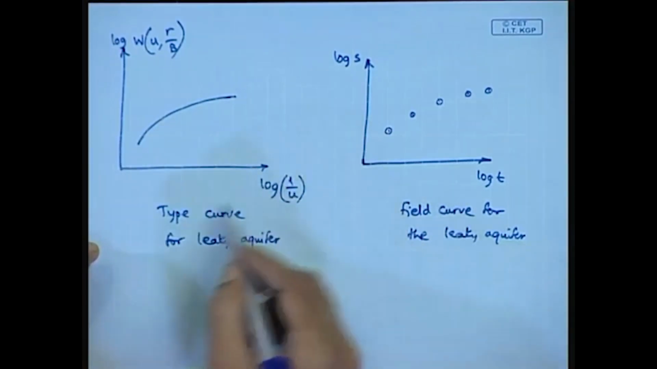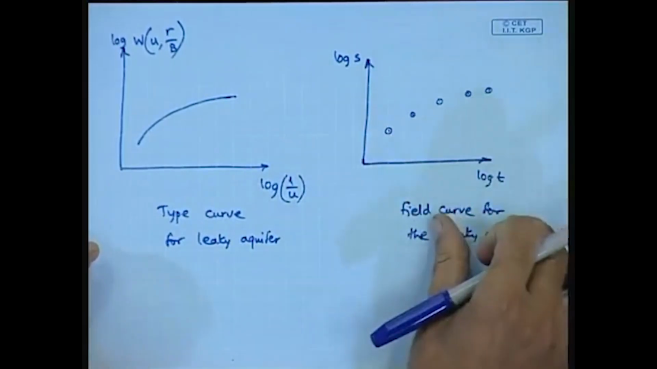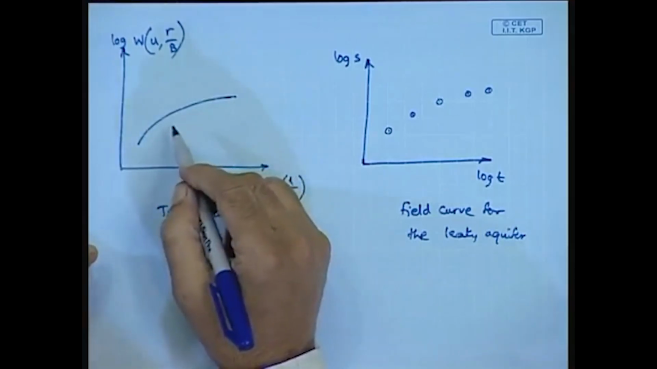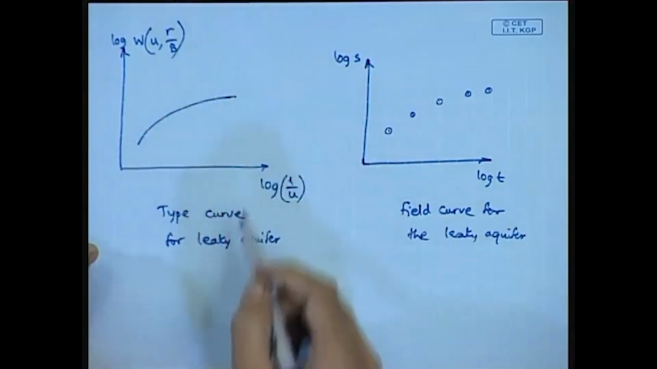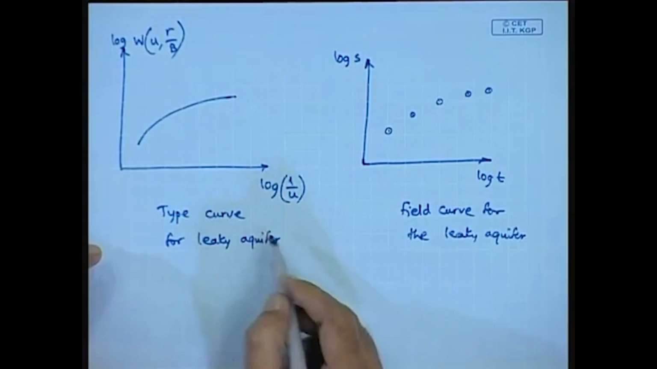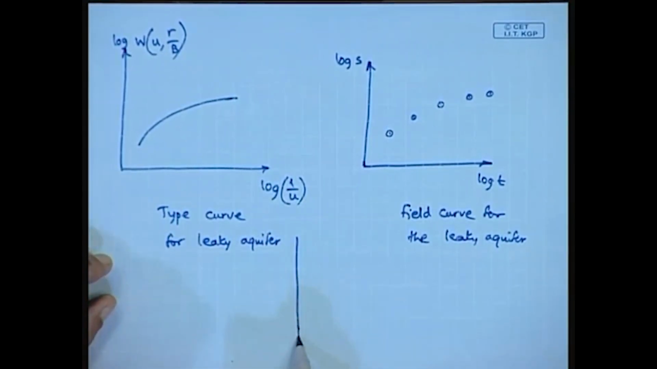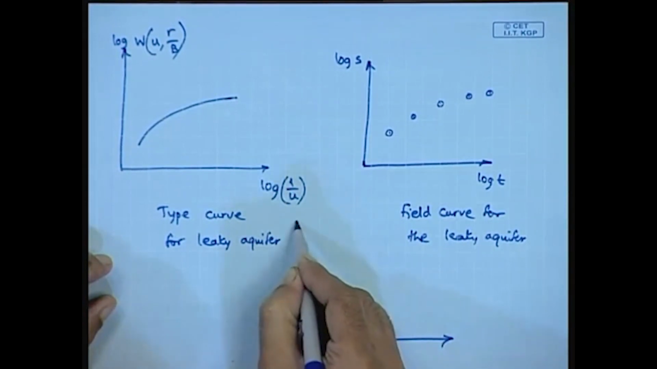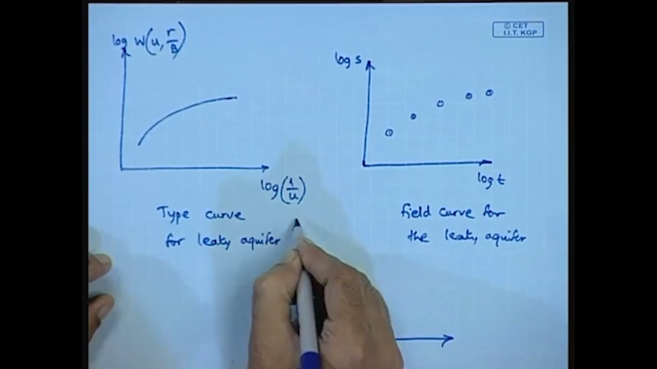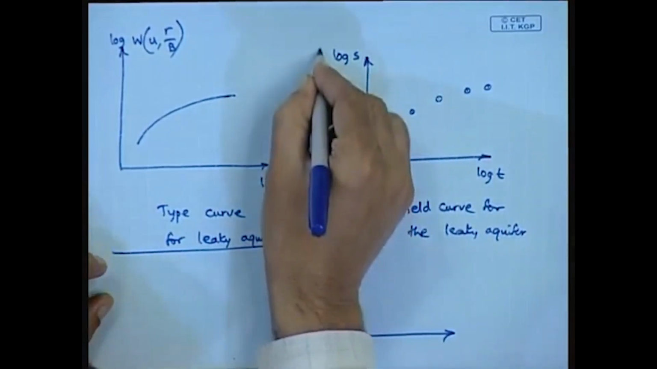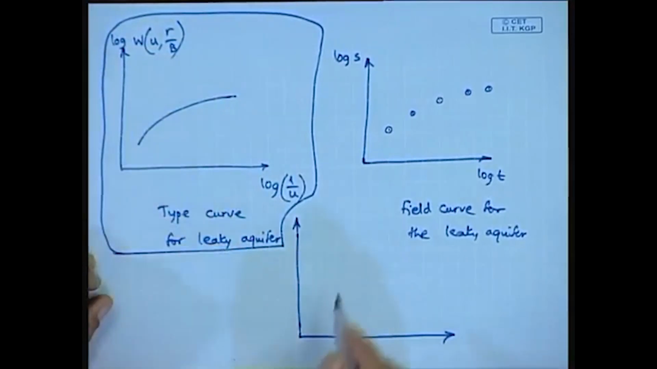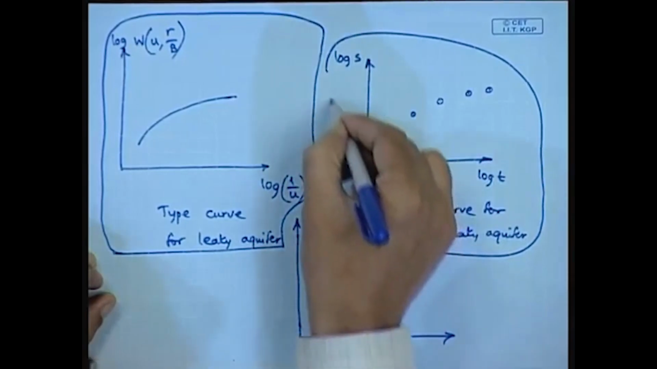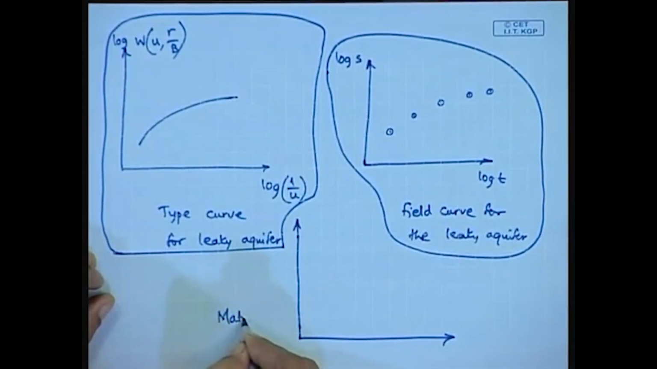So, if we match the field curve over the type curve, so that most of the data points on the field curve lie more or less on the type curve, while at the same time maintaining the parallel nature of the axes, then this is the matching point determination.